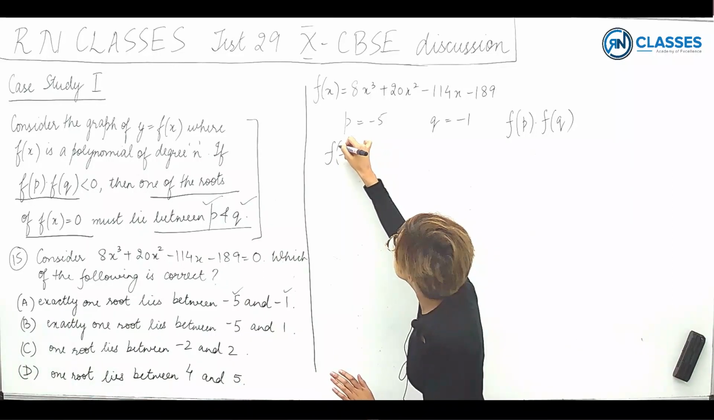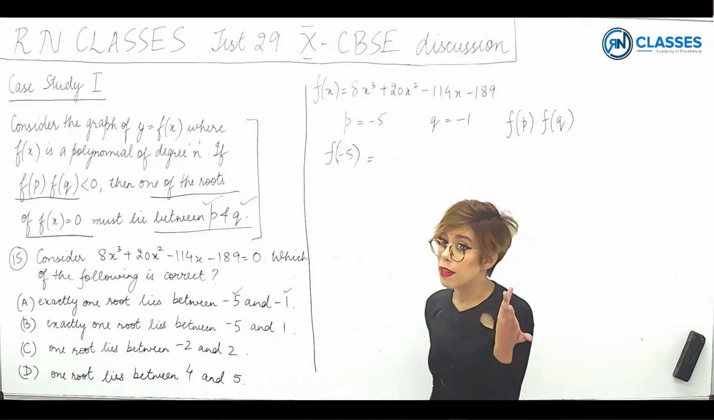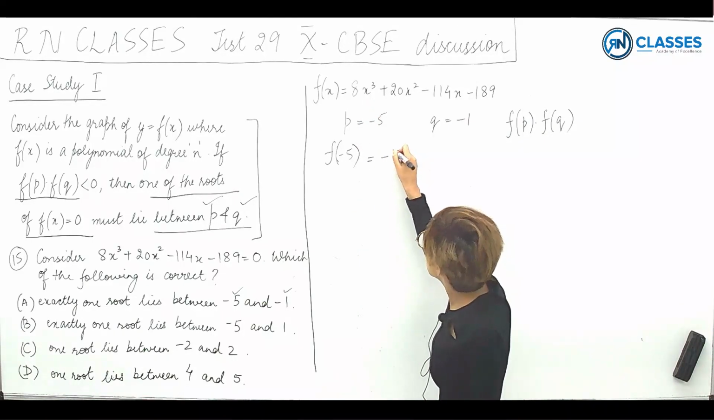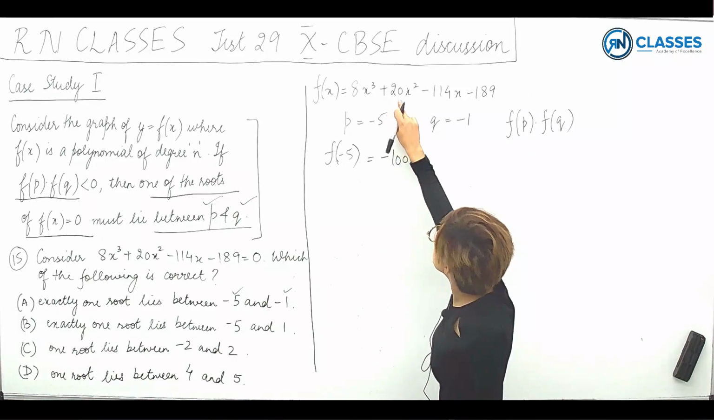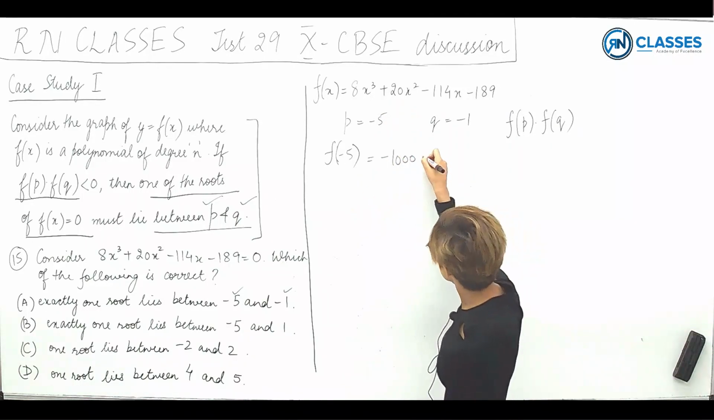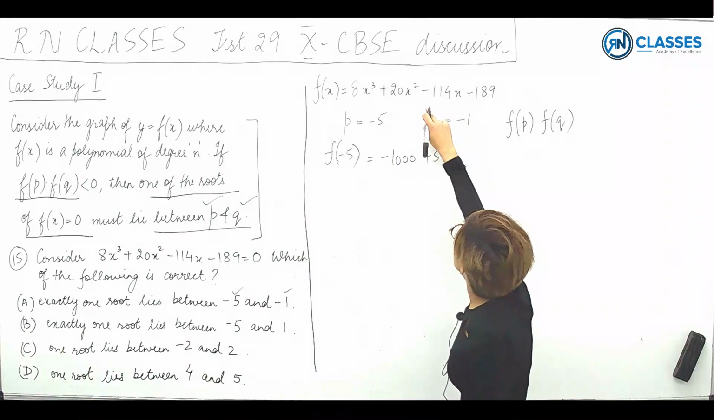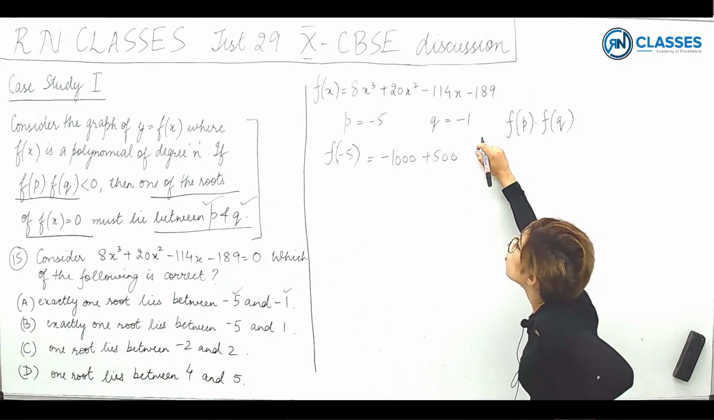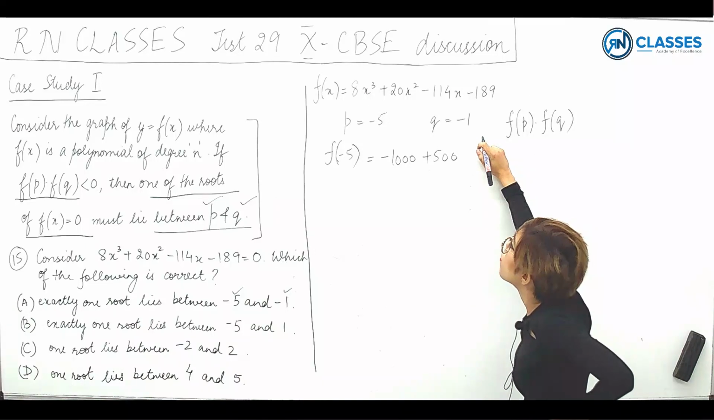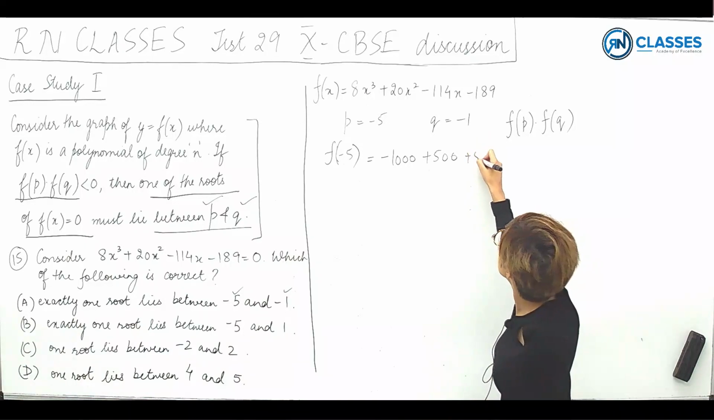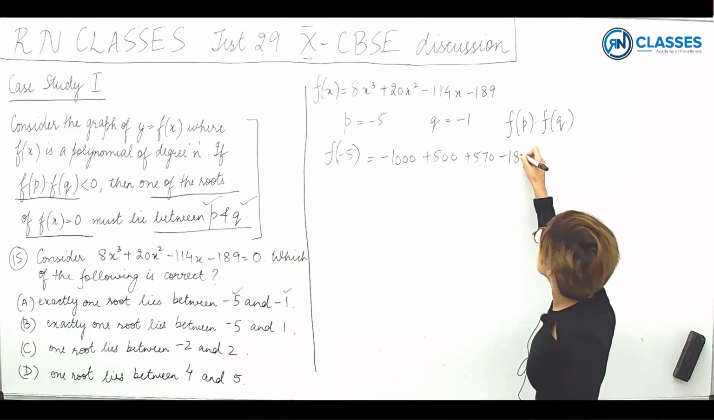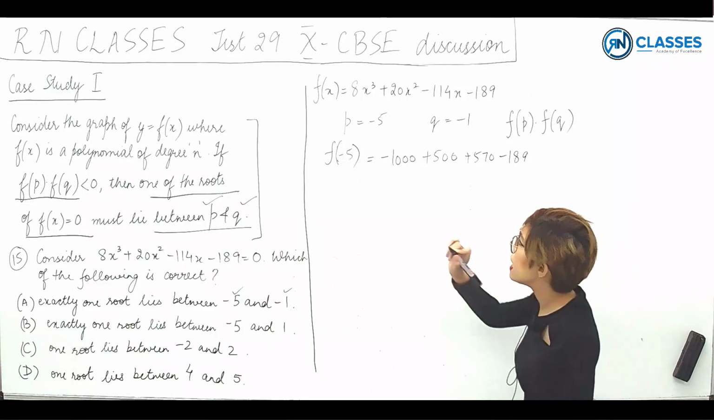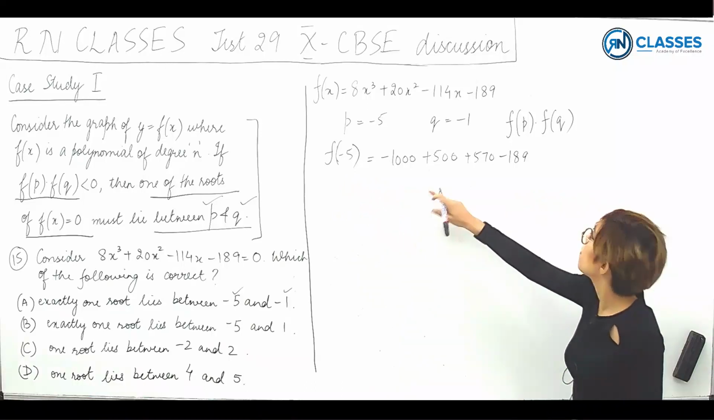In fact, I just need the sign. So calculation तो करनी पड़ेगी. So 8 into -125 minus 1000, right? Plus 20 into 25, that is plus 500. Then plus 114 into 5. So 100 into 5, 500 होता है, and 14, 570. So plus 570 minus 189. Right? So that is definitely negative. F of -5 is negative.